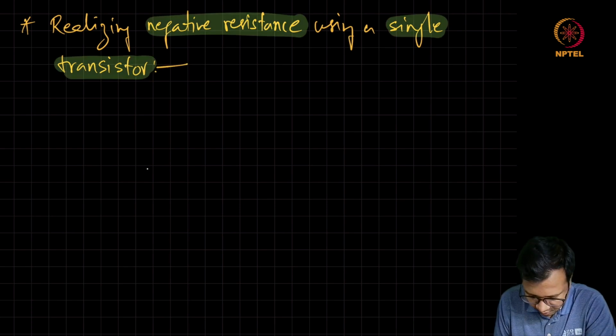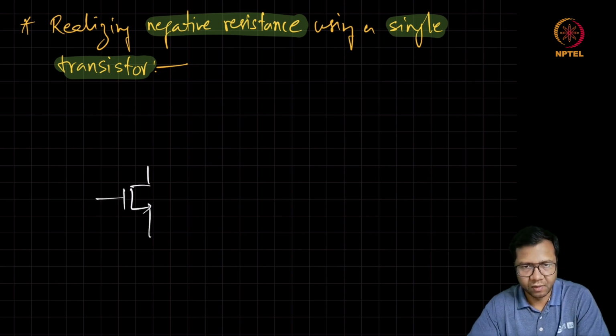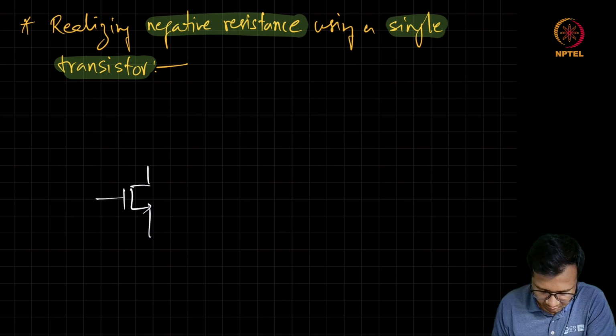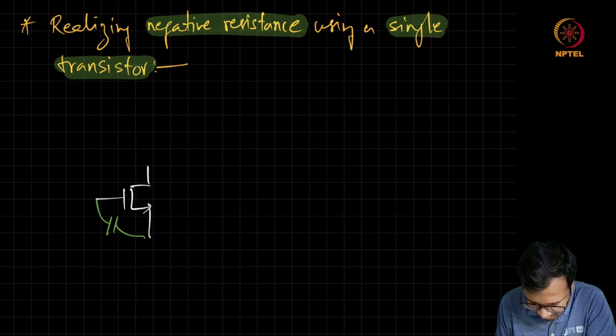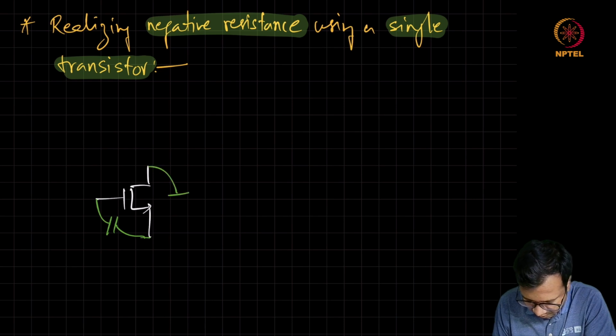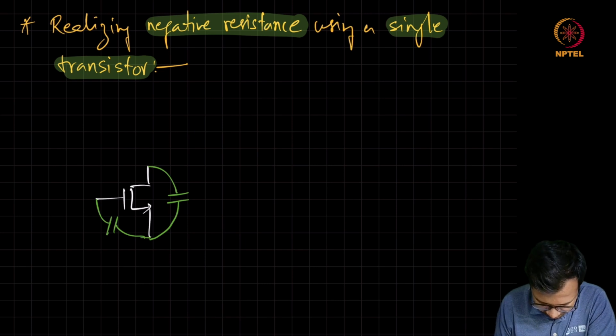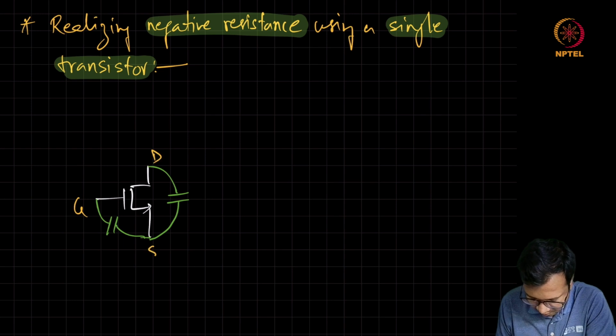So if we take an NMOS which is biased in saturation and we connect the gate and source terminals through a capacitor, also the drain and source with a capacitor. So this is the gate, drain, source, and then try to observe the impedance between the gate and drain.